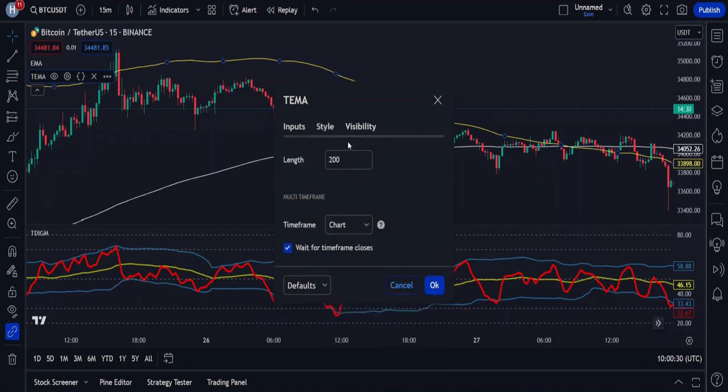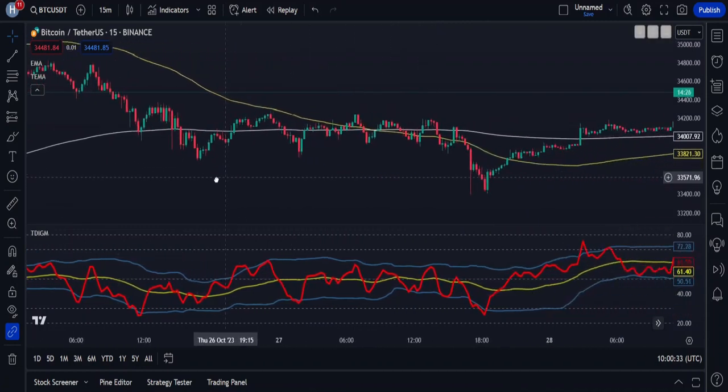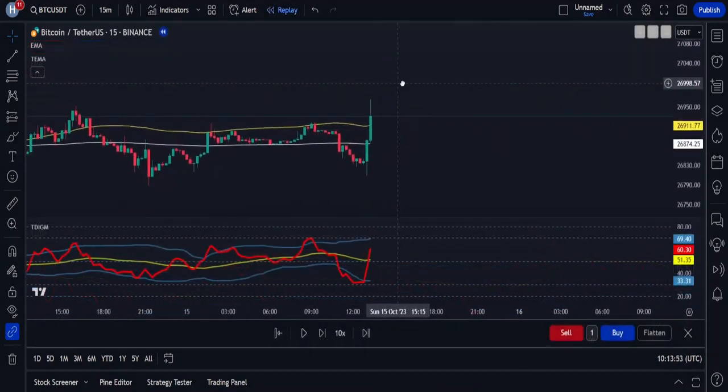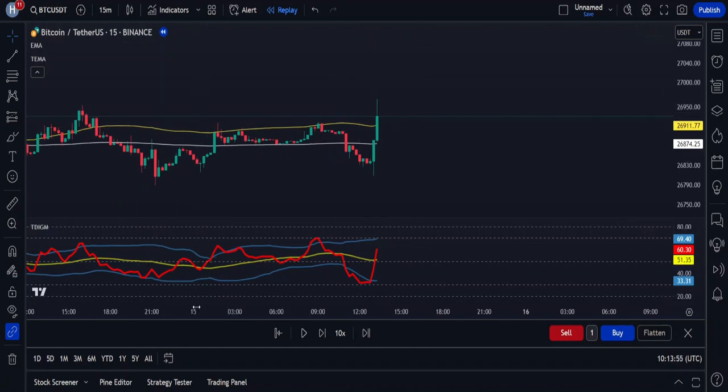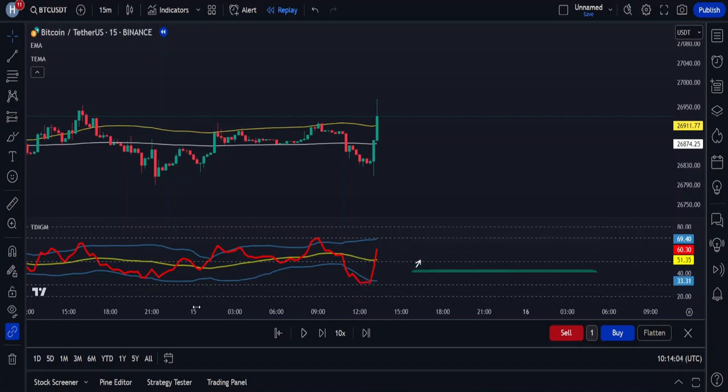Now that our chart is set, let's go through the rules for entering a buy and sell trade using this strategy. So for a buy trade, there are certain conditions that we need to meet to ensure that we have a high probability of success. The first thing we look for is the red RSI line on the TDI indicator to close outside of the lower Bollinger Band line. This indicates that the market is currently oversold and could potentially reverse soon.